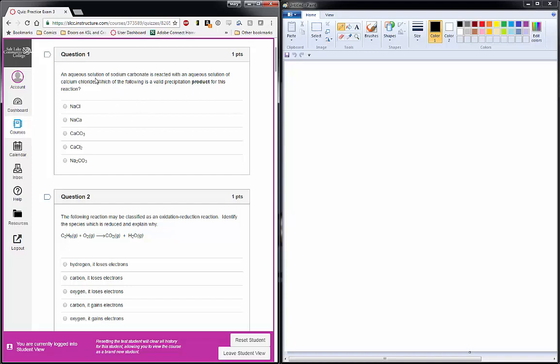So first we're looking at precipitation, valid precipitation product for this reaction. It says I've got an aqueous solution of sodium carbonate, and remember, I think I told you this, you're going to have to be able to put these together. This is what comes from your former exam, your last exam on ionic compounds. You need to remember that sodium is +1 and carbonate is -2. So sodium carbonate is actually Na2CO3.